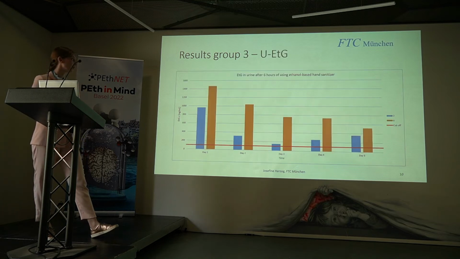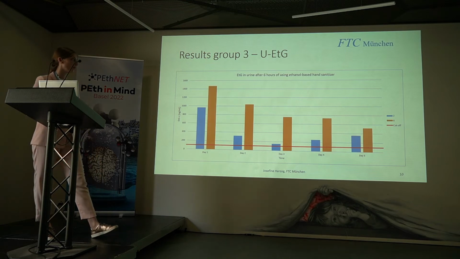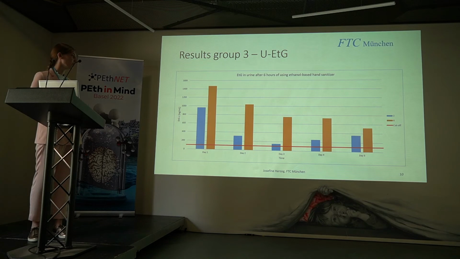Going over to the third group, volunteer number 2 had an initial ETG concentration on the very first day in the morning of over 3,000 nanogram per milliliter, and the other volunteer had an initial ETG concentration of 500 nanogram per milliliter. During those 5 days, all the volunteers were asked not to consume any ethanolic beverages. So, of course, they failed every single day for their ETG concentration in urine and exceeded the threshold again.